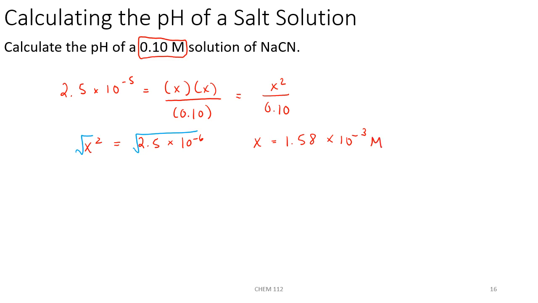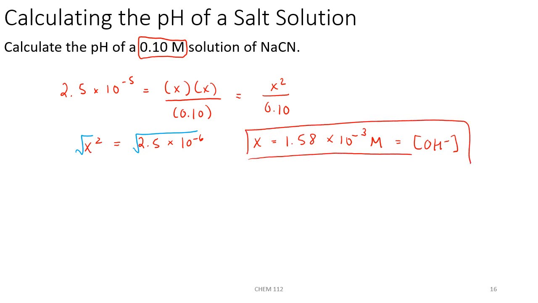And we're trying to figure out the pH, so X in this case was equal to the hydroxide ion concentration, which is what's important for us, because from our X now, we're going to have to calculate our pOH, which will be the negative log of our hydroxide ion concentration.